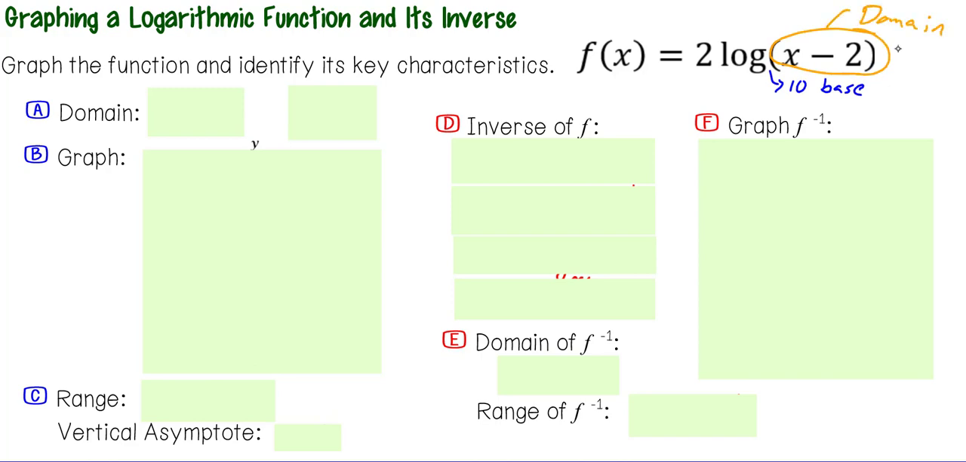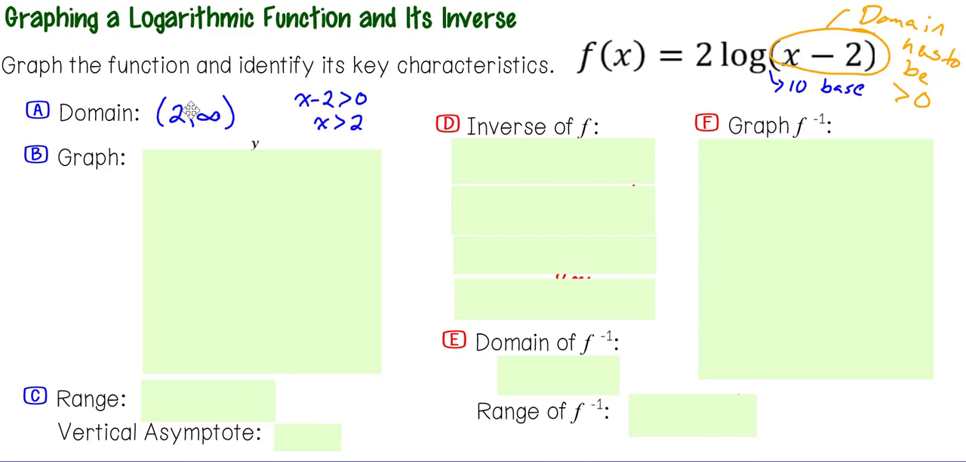That x minus 2 has to be greater than 0. So we would set it up: x minus 2 is greater than 0. Move the 2 over, and x has to be greater than 2. So that means our domain in interval form is going to go from 2 to infinity.